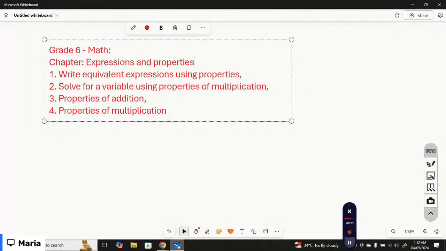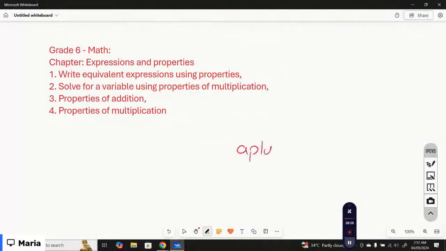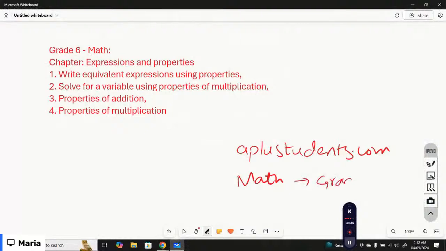We are here for grade 6 math. You can find all the lessons on aplustudents.com. You have to log in there using your email address and password as provided by the administrator. Then select math from the subject tab, scroll down to grade 6 math, and click on view all lessons. There you can find a list of the chapters.